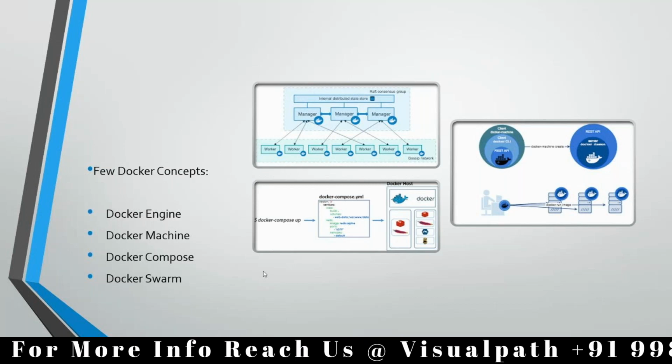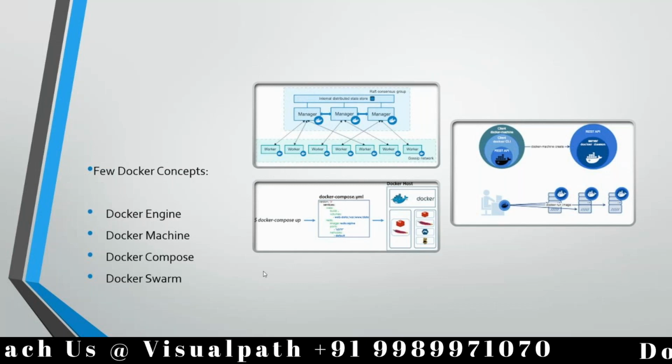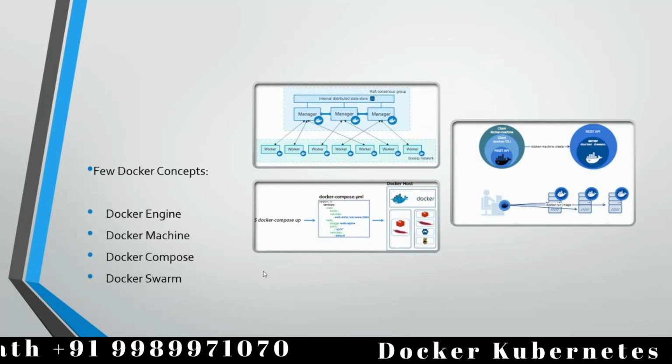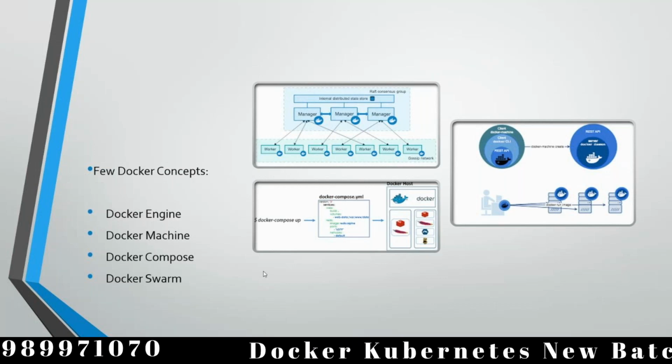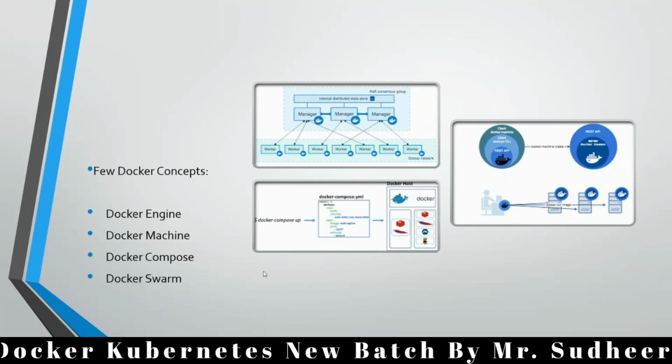What is that exactly? Why are we not using Docker Swarm when Kubernetes came into the picture? Actually, Docker Swarm is not used. Why? Because Kubernetes came into the picture with new functionalities that Docker Swarm is not providing. So that's what I want to explain in that.